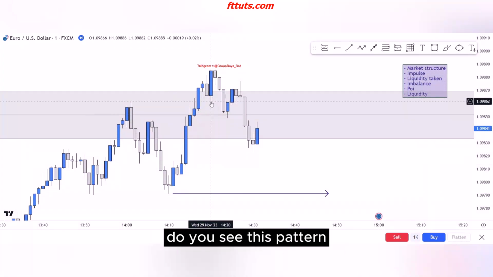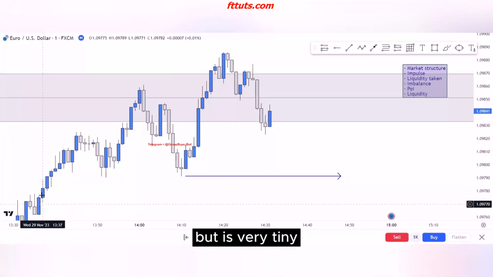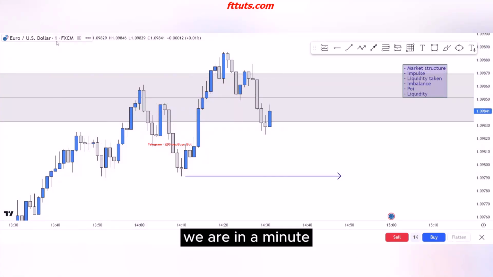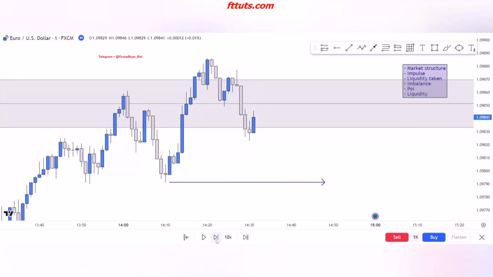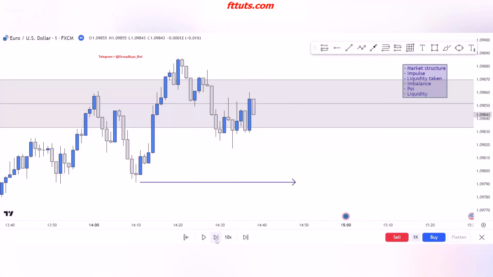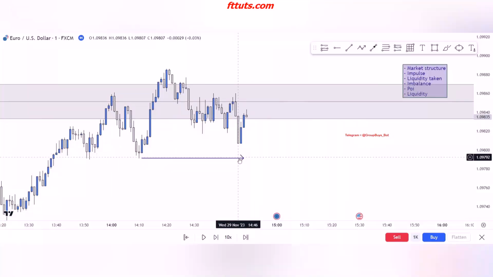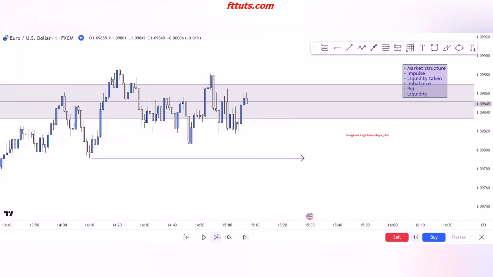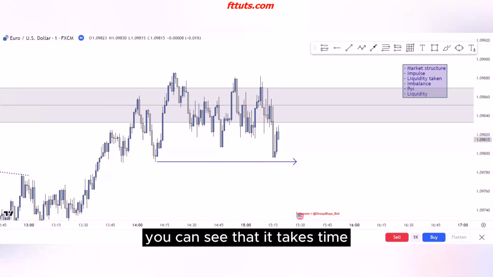Do you see this pattern? This is very misleading. It looks like a broken structure, but it is very tiny. We have to remember that we are in a very small time frame. We are in a minute, so it's not a significant structure that broke. You can see that it takes time.